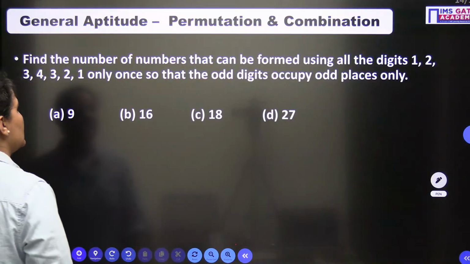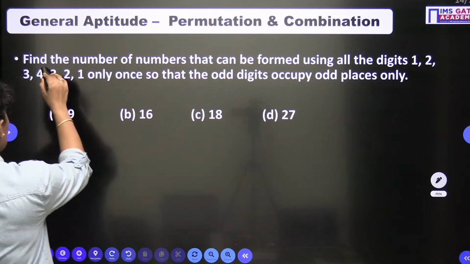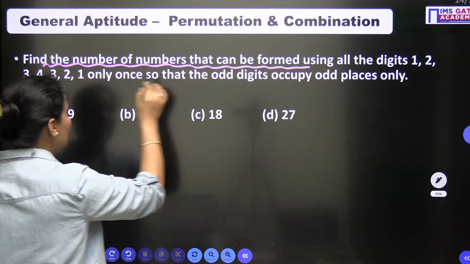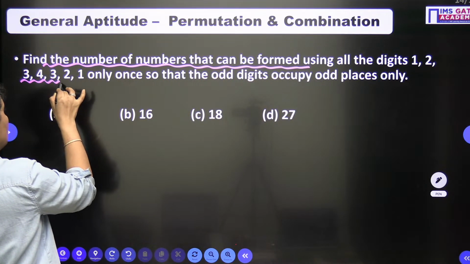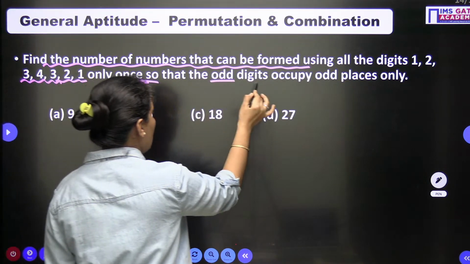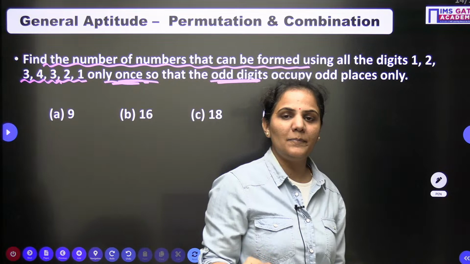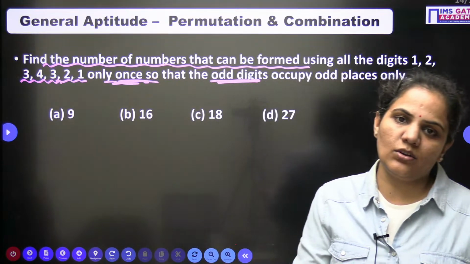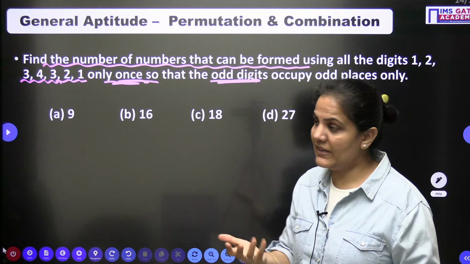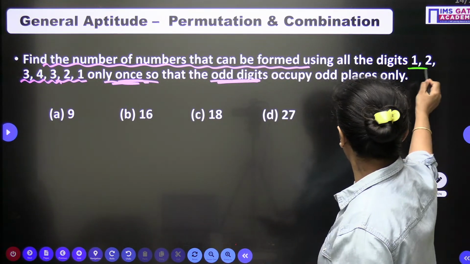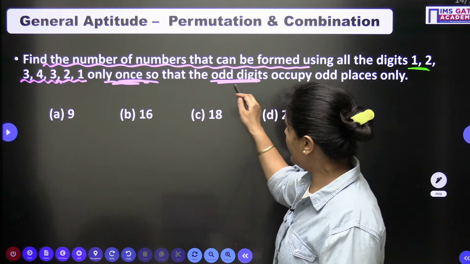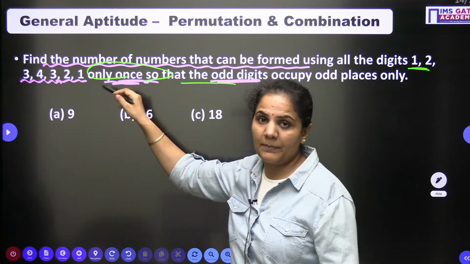Now let's go with the next question. Find the number of numbers that can be formed using all the digits 1 2 4 1 2 3 4 3 2 1 only once, so that the odd digits occupy odd places and automatically even digits occupy even places. So we need to find out how many numbers there will be when I go with the digits 1 2 3 4 3 2 1, and only once, we will not repeat other than this.